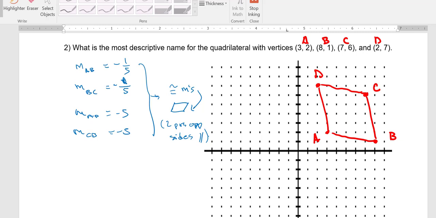And then from there, just because it's a parallelogram, I can't stop there. I need to check some things here. I need to see if it's a rectangle. And hopefully you can see just from this, the slopes are not opposite reciprocals of each other. So what we're doing here is basically checking to see if this is a right angle. Is that a right angle? So it's not a rectangle.